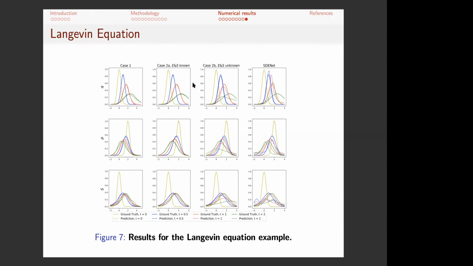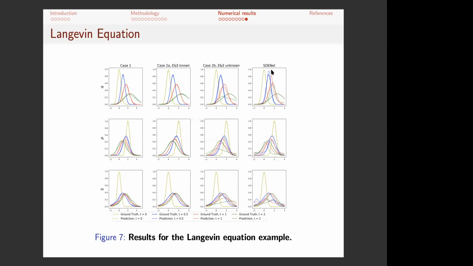And so this is the plot that we have, basically drawing the kernel density estimation of the function z at different time steps, where the yellow line is the density at t equals 0, the blue line is the density at t equals 0.5, and the red line is t equals 1. The green line is extrapolation in time. We can see that in case 1 and case 2a, where E and S are known, the neural network is doing a good job in the sense that it can learn the distribution well.